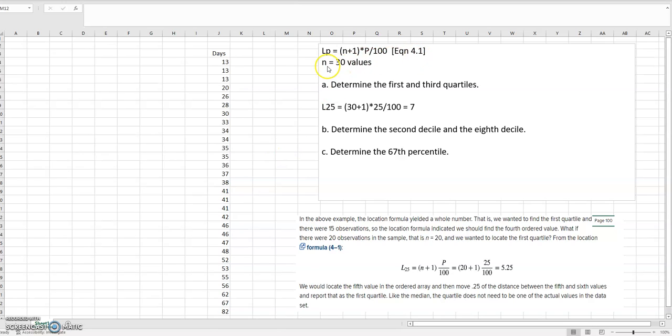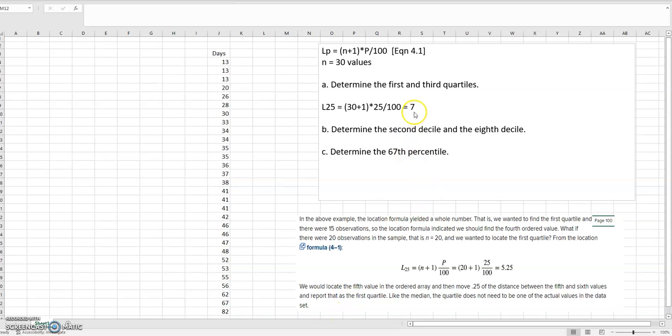In the reading, equation 4.1 shows you this equation: LP equals (n plus 1) times P over 100. For a certain percentile, this calculation tells you the location of the value that satisfies whatever percentile or quartile you're looking for, meaning your position in this string of values. For example, you have 30 values here, and if LP came out to be 20th, the 20th value in the string is the answer.